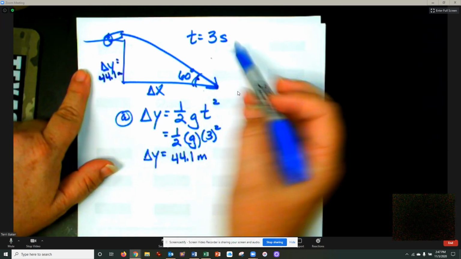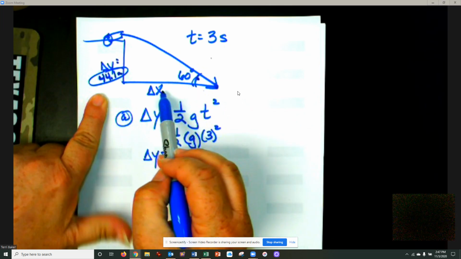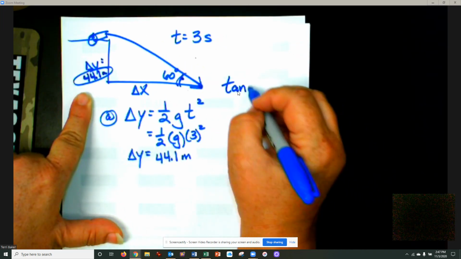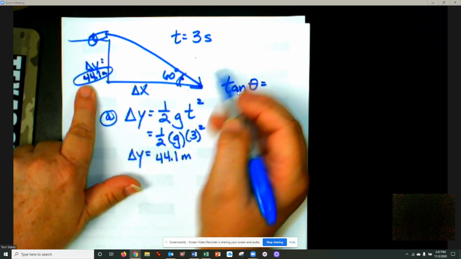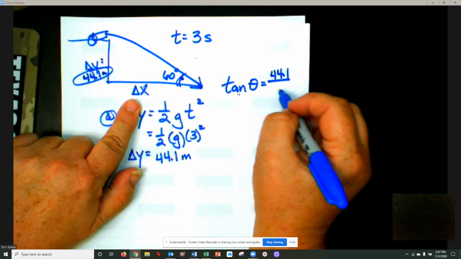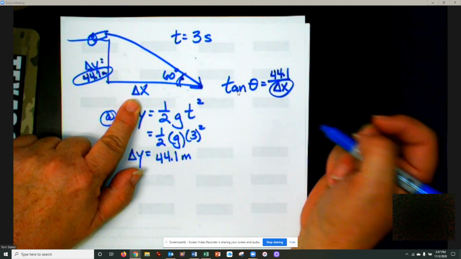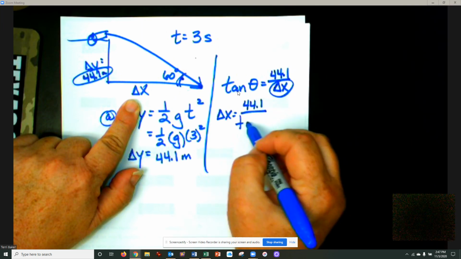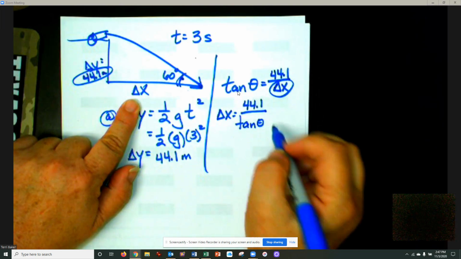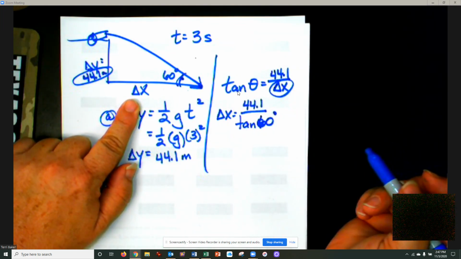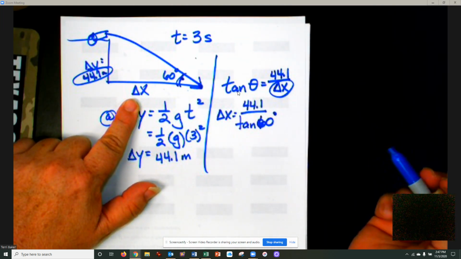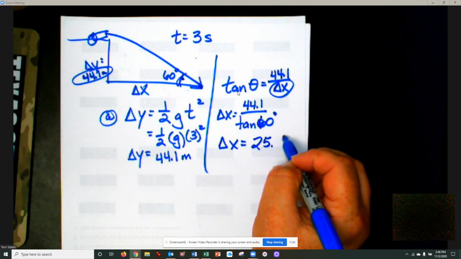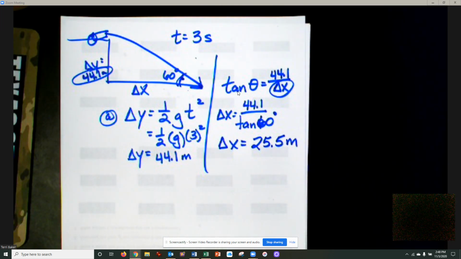So you know this angle. You just calculated this leg, and you want to find out what delta x is. Well, you know the tangent of theta equals the opposite, which is 44.1, divided by the adjacent. And you're solving for the adjacent. So I just rearrange this equation. Delta x equals 44.1 divided by tangent theta. In this case, theta is 60. 60 was given. So your delta x, if you punch it in correctly, will be 25.5 meters. That's the answer.